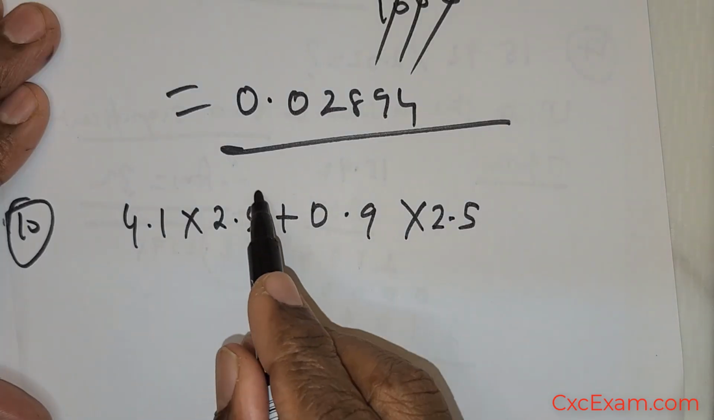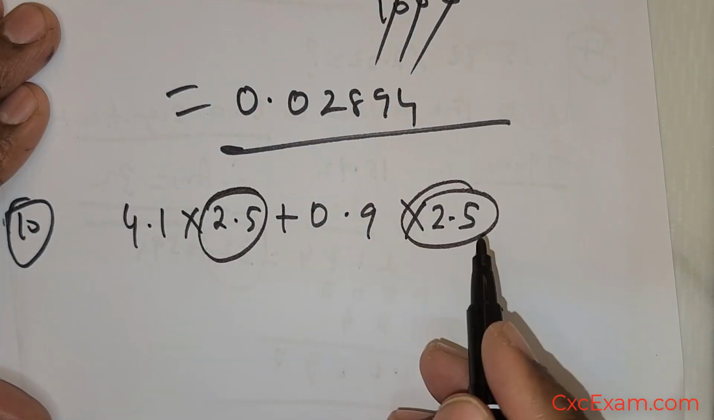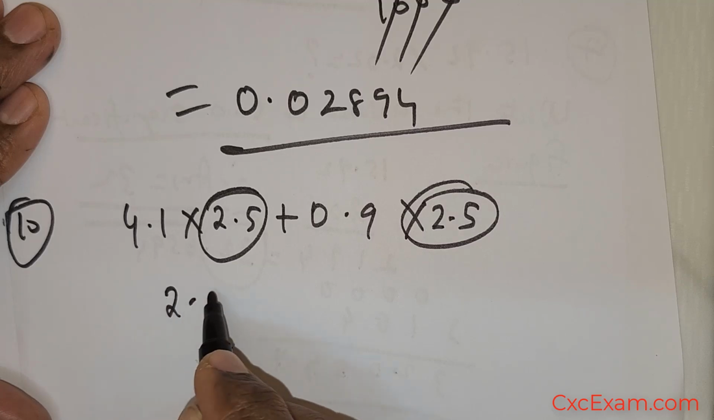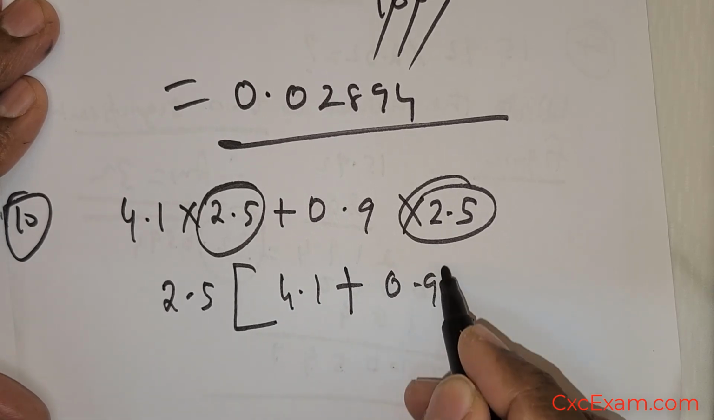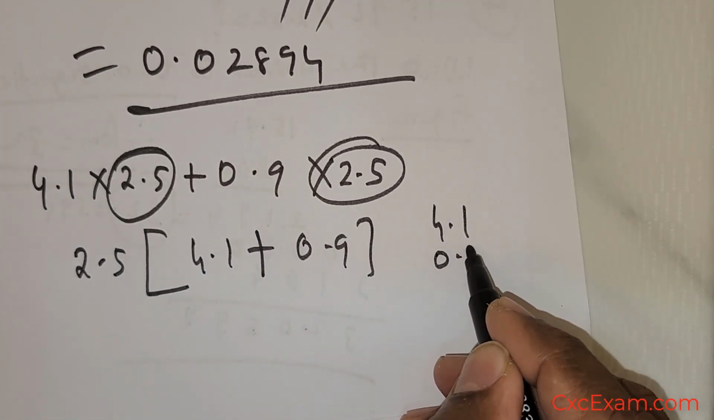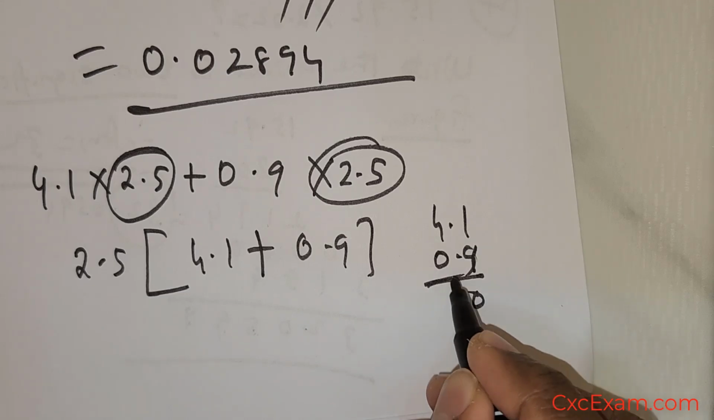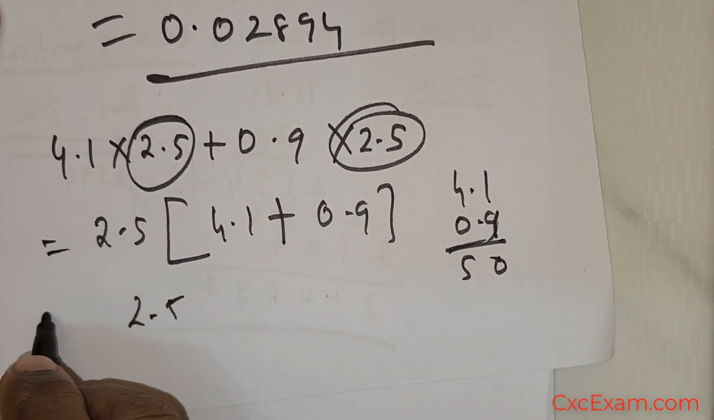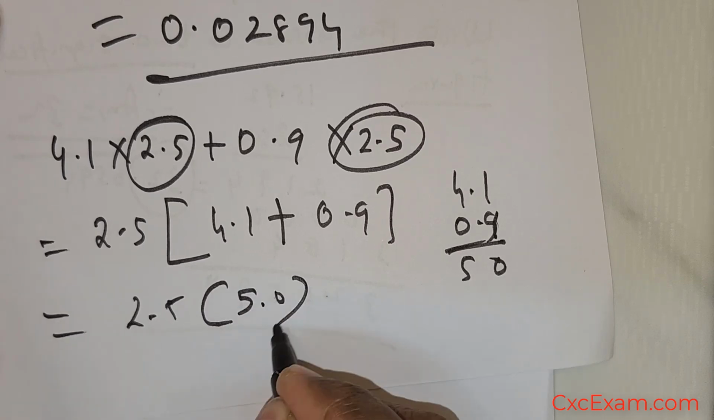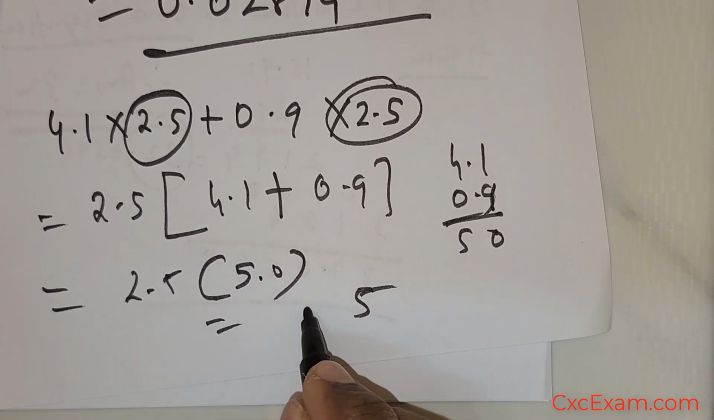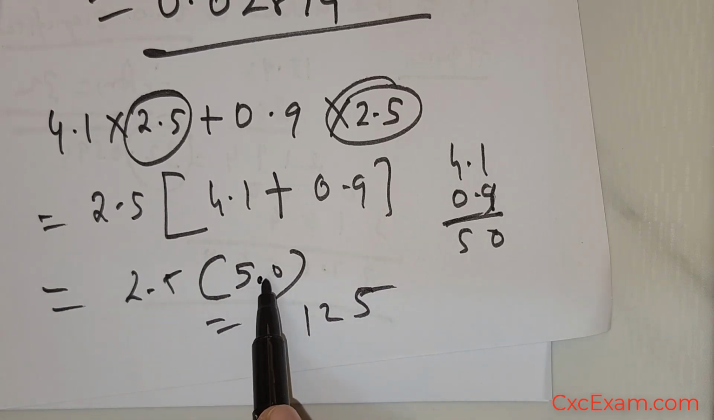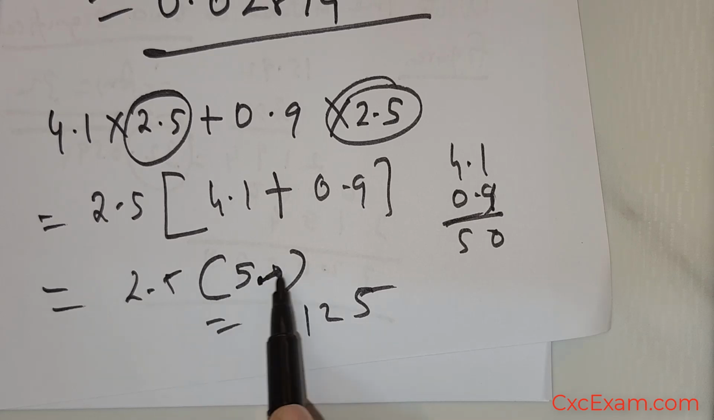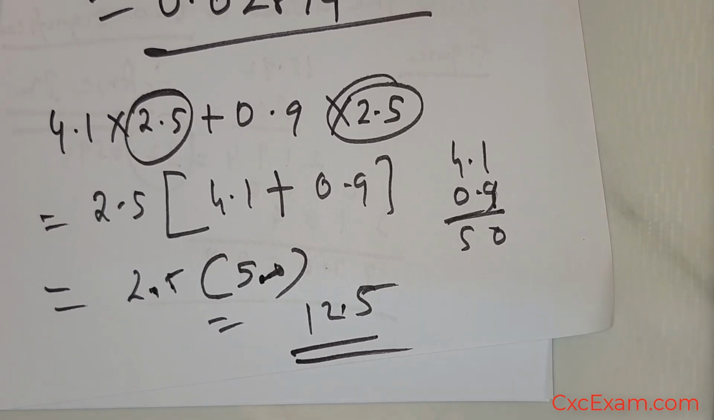Now how to evaluate this? You see 2.5 is common, so take it out. So this could be rewritten as 2.5 of (4.1 + 0.9). So you add 4.1 with 0.9, that gives 5. So 2.5 multiplied with 5. So it's going to be 5 5s are 25, and 2 and 1, 2. After the decimal point you have a digit there, so this is going to be 12.5.